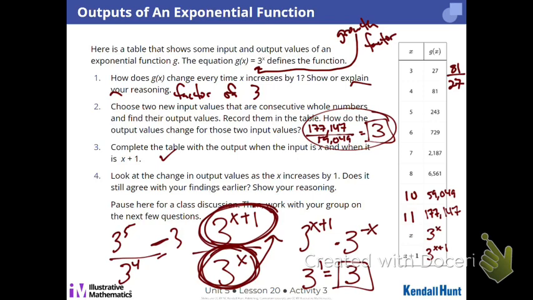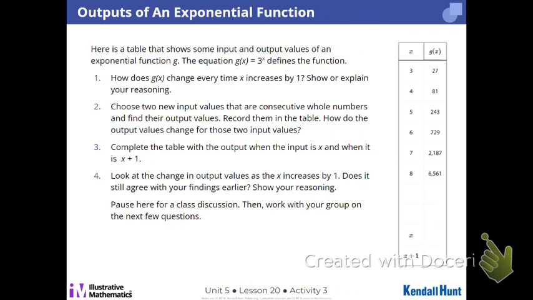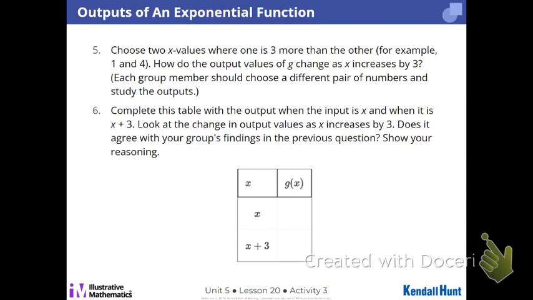Now, just like the addition or the slope, we're going to look at 3 higher this time. So you're going to do 5 and 6 with your partner. Use your table. And you're going to see how it changes by jumping up an interval of 3 with our exponential function.